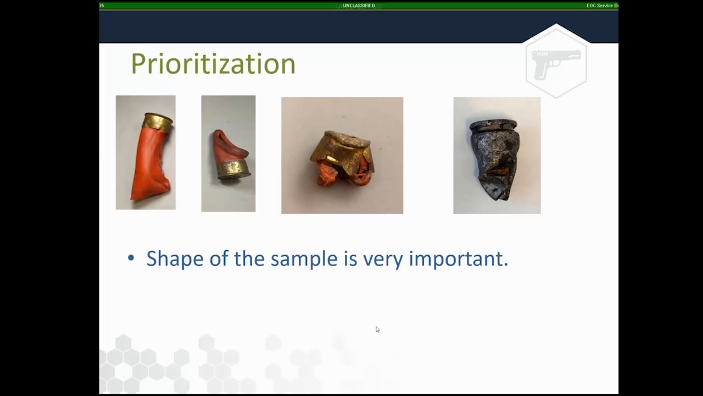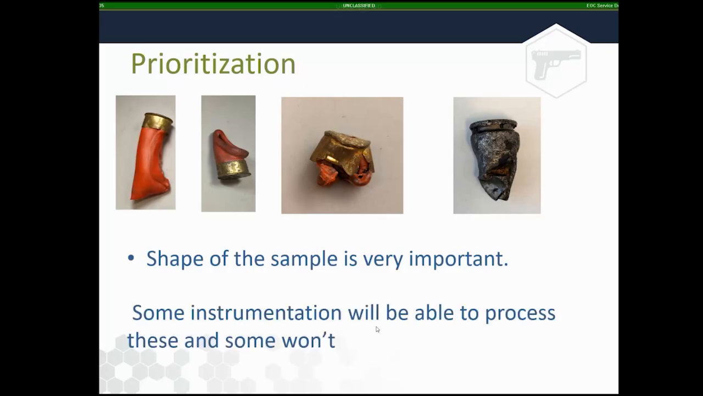So the shape of your sample is very important. And then that also depends on the instrument that you have. Some instrumentation will not be able to process these. It simply will not fit into the type of sample holder that they have, and you're going to have to say no, even if technically the head stamp probably would be really good.